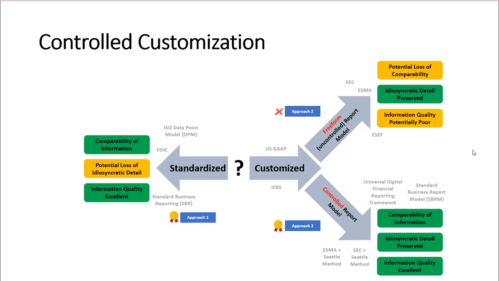An alternative approach is to use a controlled report model where you provide specific instructions about what is permitted, and that allows excellent comparability of information. You preserve the idiosyncratic detail of reporting entities, and the report quality is high. So this is what the Seattle method achieves. Basically, controlled report model, and you're controlling the report using the characteristics of financial accounting.